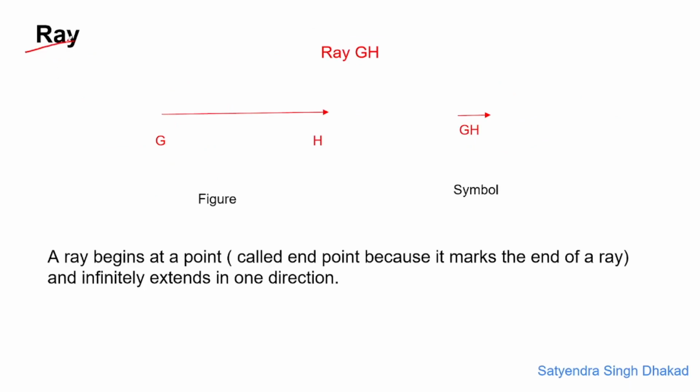So let's see what is a ray. Next is ray. What is a ray? A ray is a set of continuous points which are expanding in one direction. See, all points are expanding in one direction. A ray begins with a point which is known as the end point and expands to infinity in one direction. The symbol of a ray is like this and the figure of a ray is this.